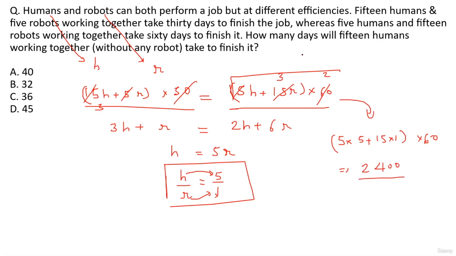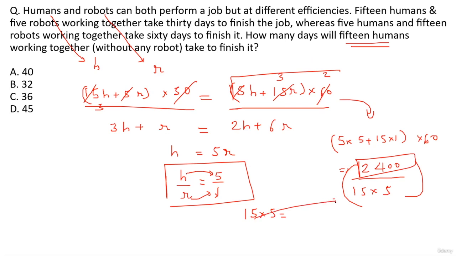Now what is this question saying? How many days will 15 humans take? 15 humans is 15 into 5, which is 75. It is the total work divided by this total efficiency, right? Okay, if you cancel by 5, 5 4s are 20, 5 8s are 40, 480 upon 15, 15 3s are 45, 15 2s are 30. The answer is option B 32.